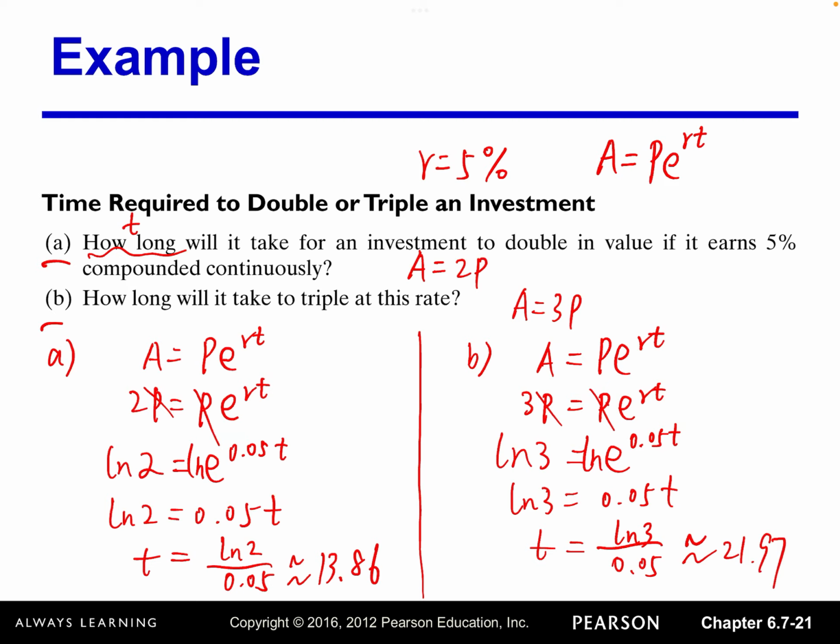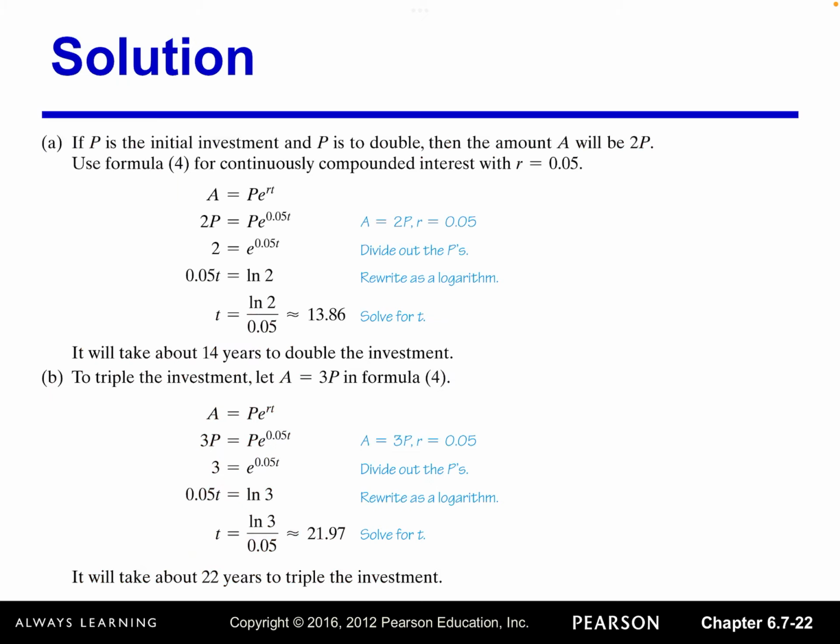So now we can answer the question. It will take about 14 years to double the investment, and it will take about 22 years to triple the investment. All right, so this is 6.7, and then we finished today. This is the solution.